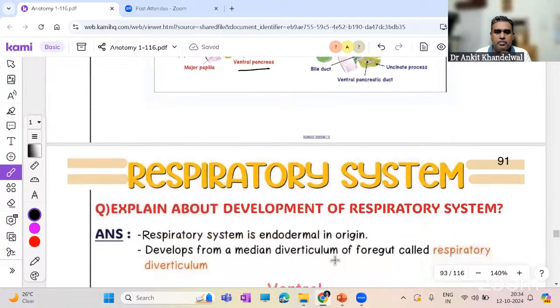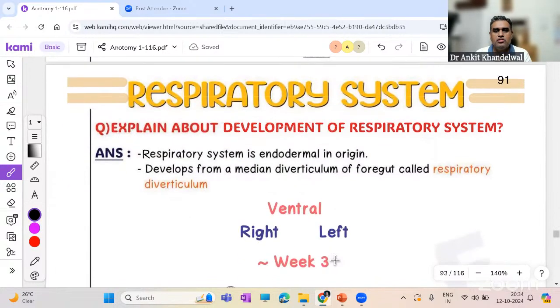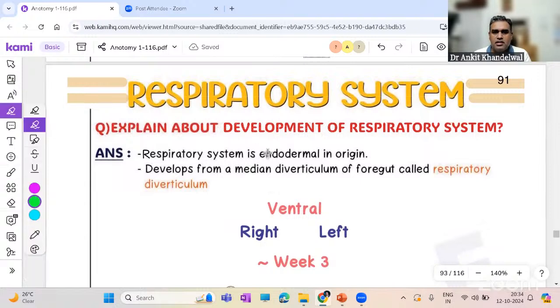We will cover everything. Now, was the respiratory system already discussed? Where is it coming from? Because it is a diverticulum from the gut, it will basically be endodermal. So the first line over here is what? The respiratory system is endodermal in origin, but only its lining epithelium.